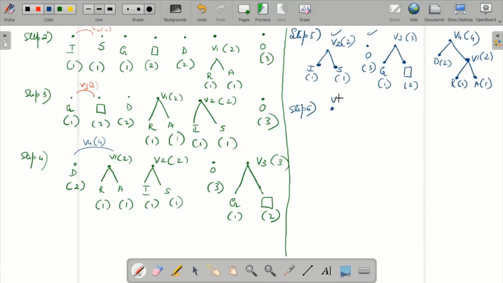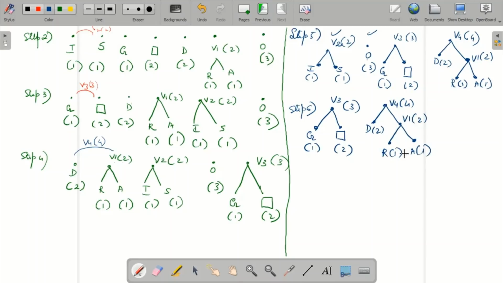So I wrote V3 as it is, whose weight is 3, and who had G and space, whose weight is again 1 and 2. Next I had V4, I'm writing as it is, V4, whose weight is 4, and D, whose weight is 2, and then V1, 2, and then again R1 and A1. So that is V4.